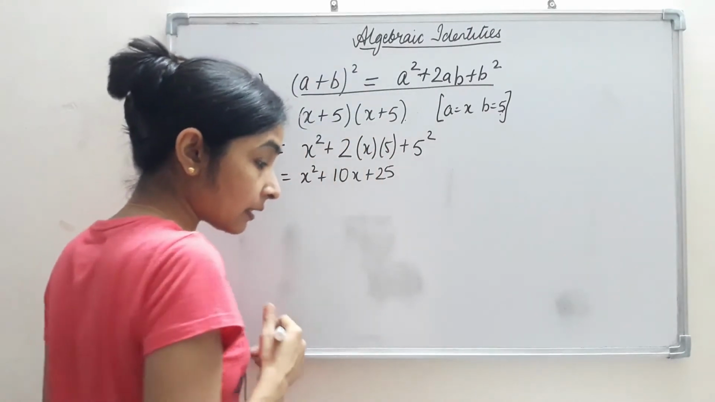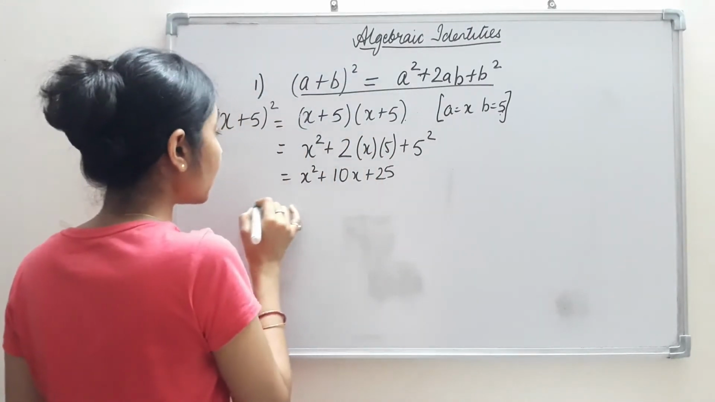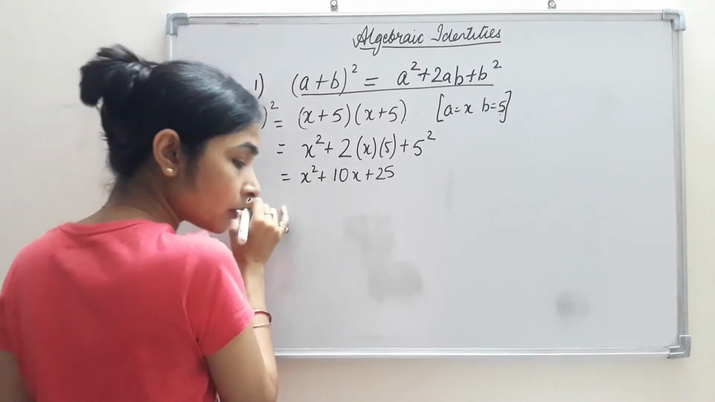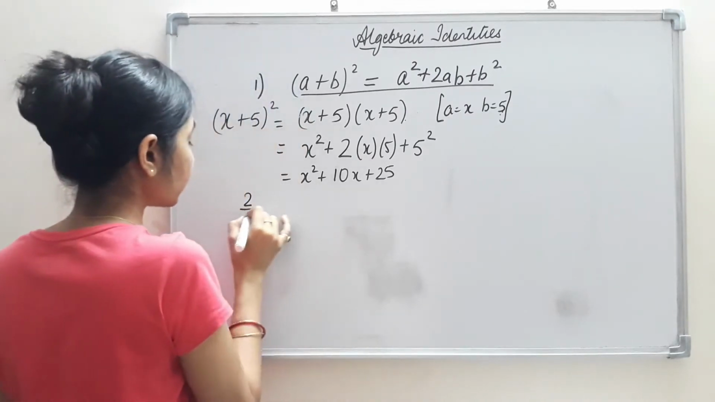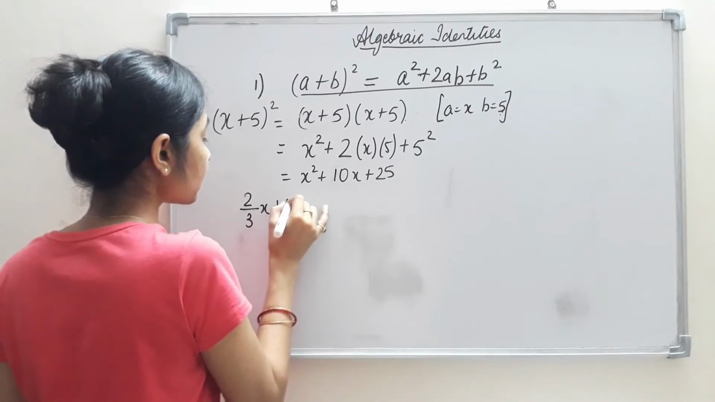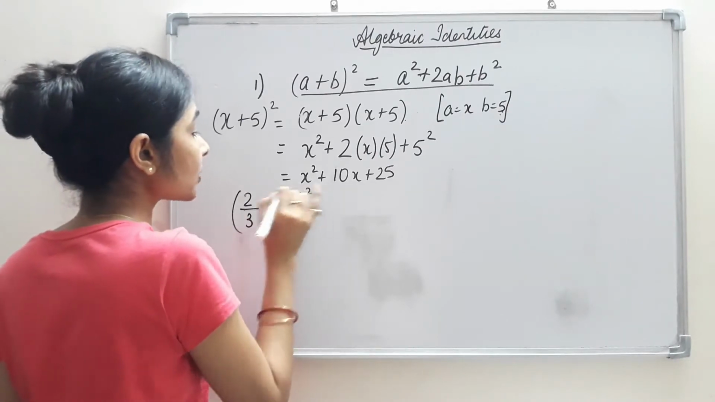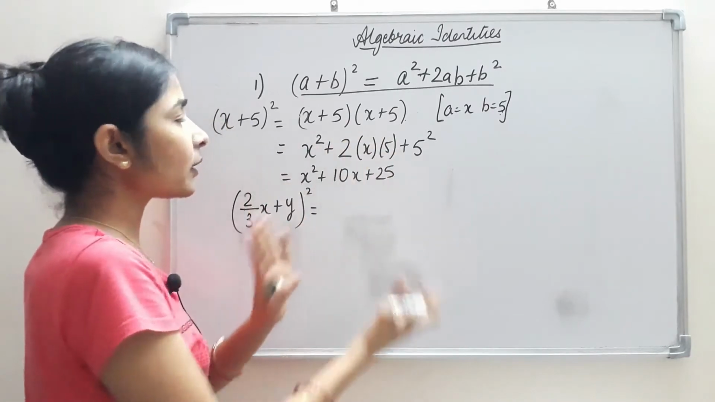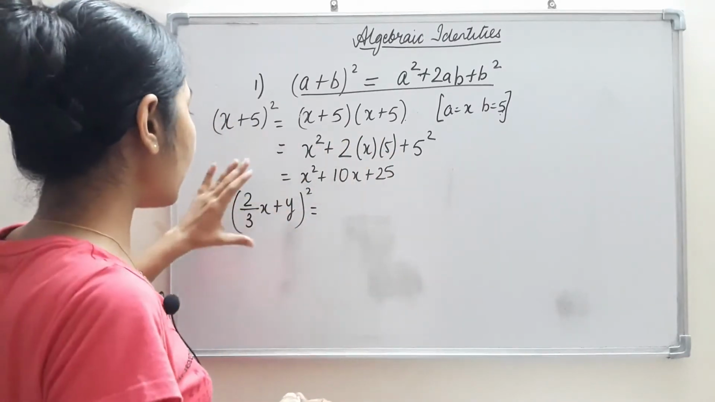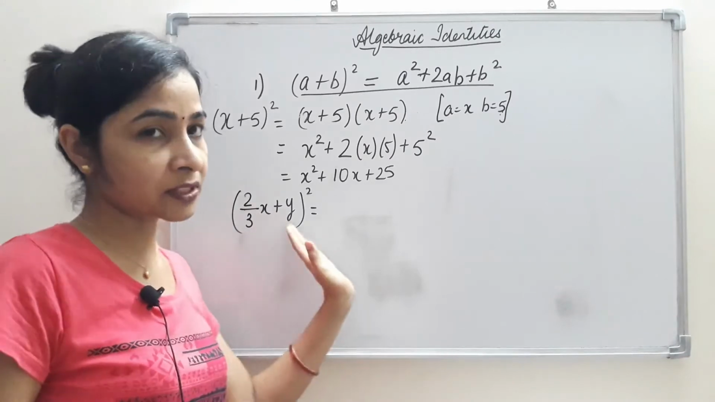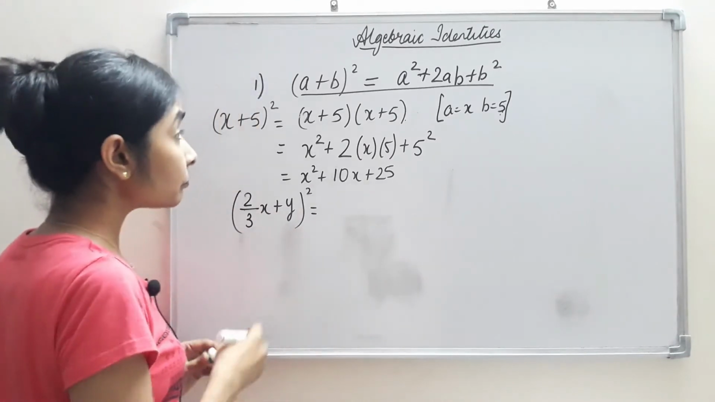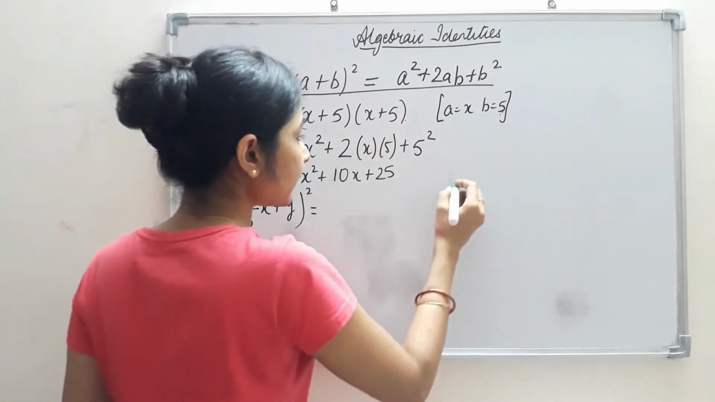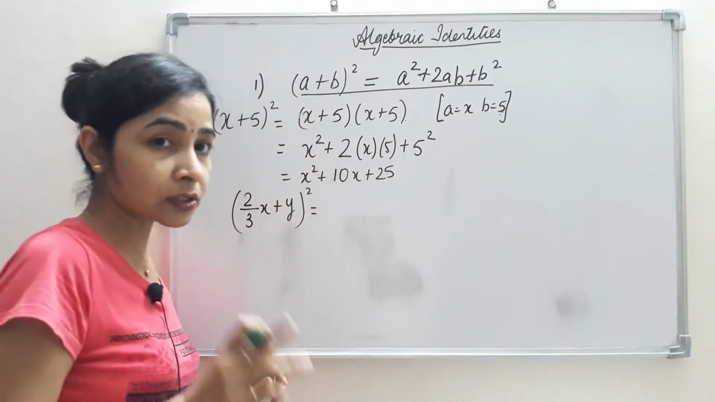Like if I say 2 upon 3, I'll take a fraction here, 2 upon 3 x plus y. I am supposed to do the square of this. Now what will I do? Again, we need not write again and again. We know that the square means we are supposed to multiply this expression by itself.